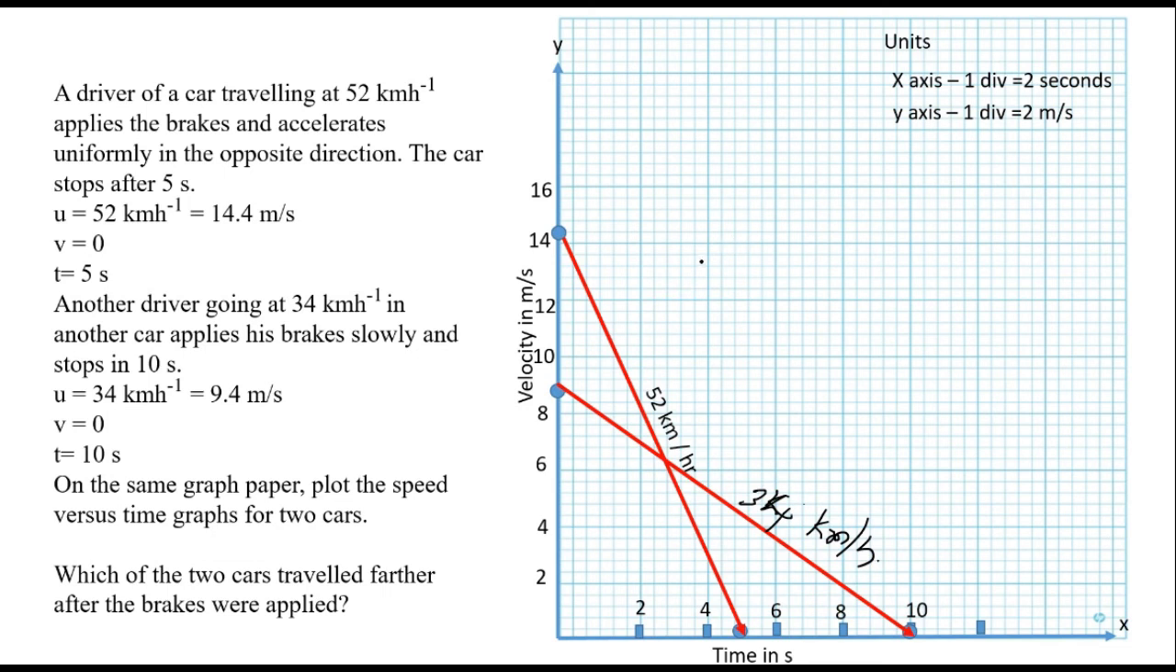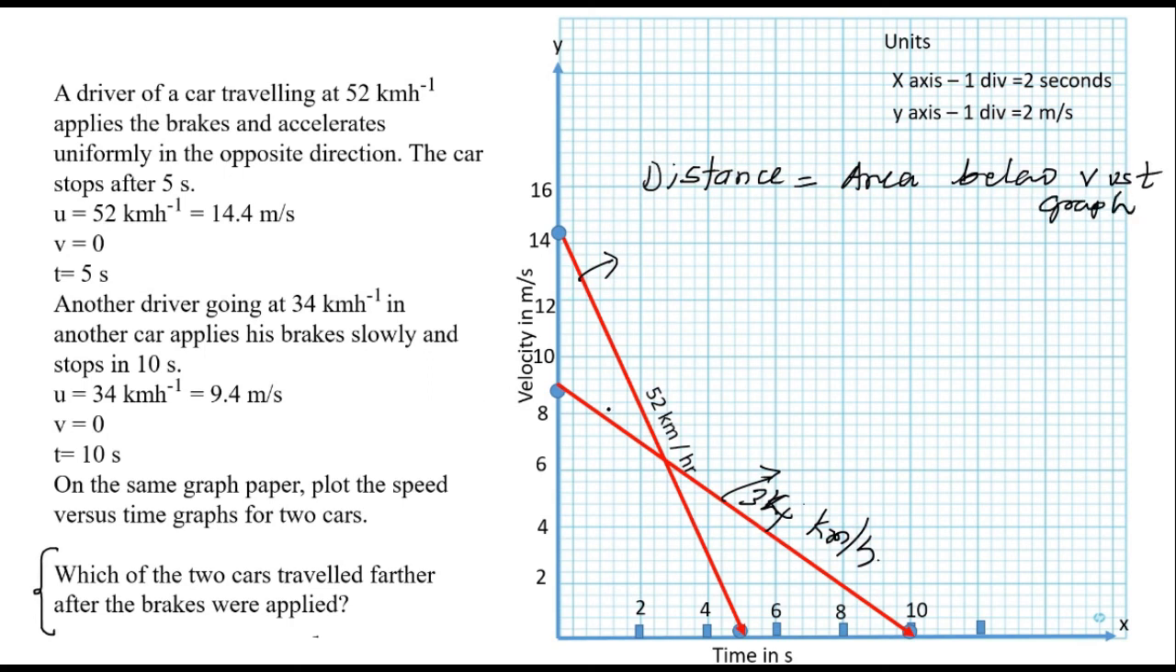The next question, if you go back and see, what is the next question? Which of the two cars travels further after the brakes are applied? So whether this car has traveled further or this car has traveled further, for that we have to find out the distance. And what is the distance here? Distance is equal to the area below the velocity versus time graph.